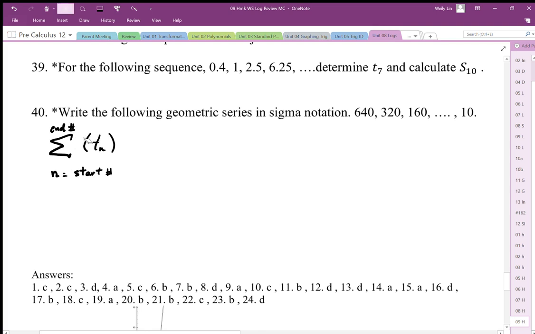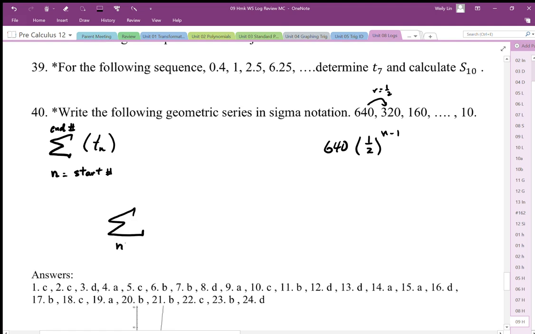The expression in this part here just represents the Tn formula. So in this case, let's work out the Tn formula first. We can see that the R value is equal to 1/2. So we start at 640, and we know that we're going to multiply by 1/2, and it's going to be n minus 1. So that's our Tn formula.